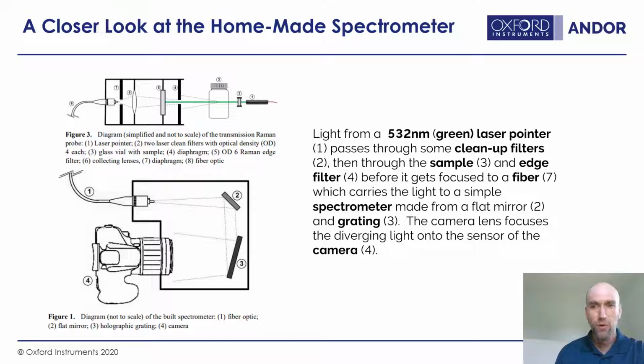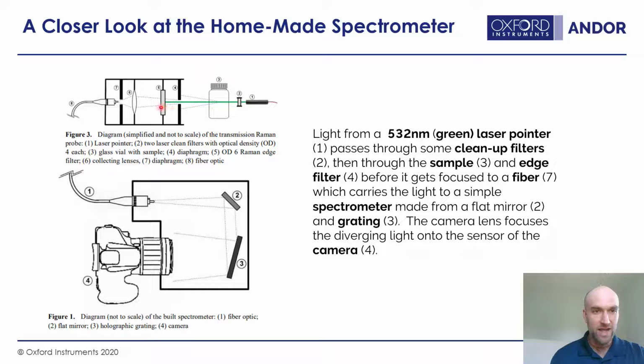Let's take a quick closer look at this homemade spectrometer before we get into other specific applications. So first, light from a 532 nanometer green laser pointer passes through some cleanup filters. We'll talk about what those are in a minute and why they're useful. Through a sample, the sample's here. The sample scatters some of that light, but also a lot of it passes through unchanged in energy. It goes through an edge filter. That edge filter, which I'll talk about again in a second, hopefully blocks off the residual non-Raman scattered light.